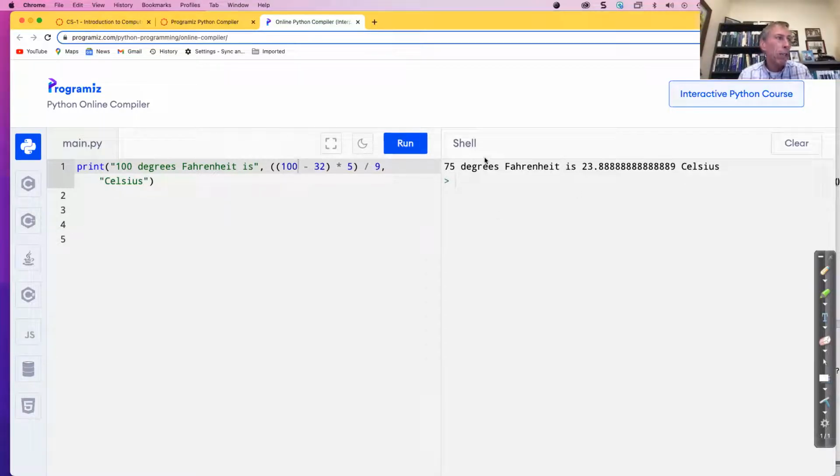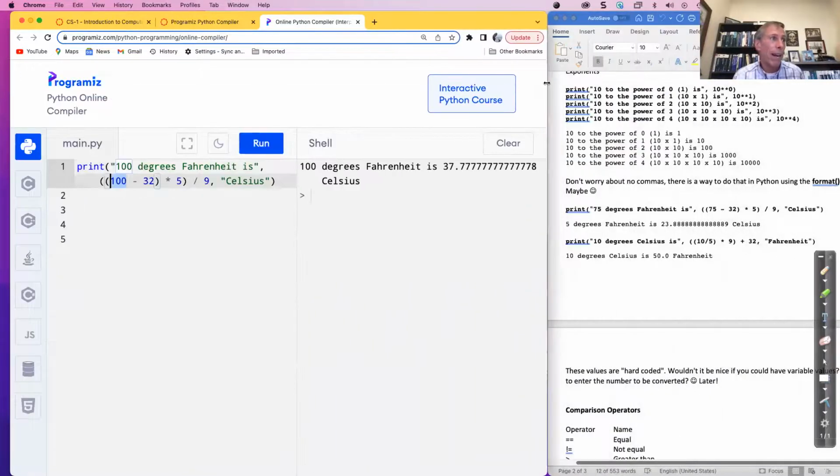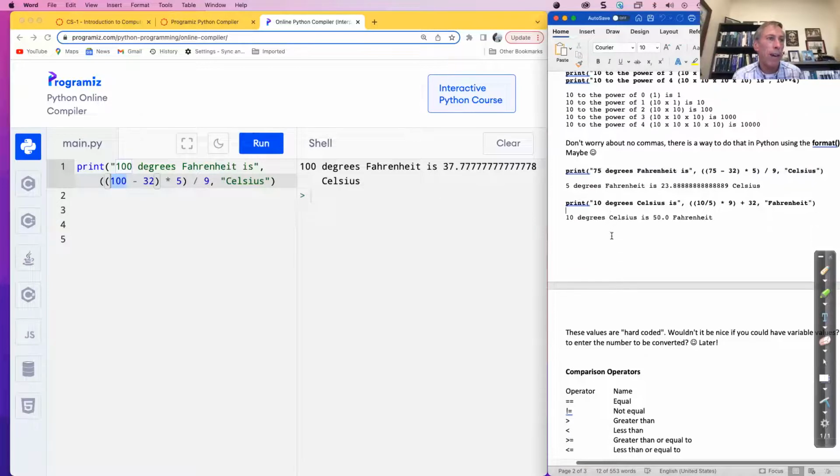Variables. Now let's run this. 100 degrees Fahrenheit is 37.7 degrees Celsius. So this is what we call hard-coded. I have to go into the code to put in the value. Next week, we'll see how we can ask the user to enter that in. Very cool. All right. I also have the opposite, Celsius to Fahrenheit.